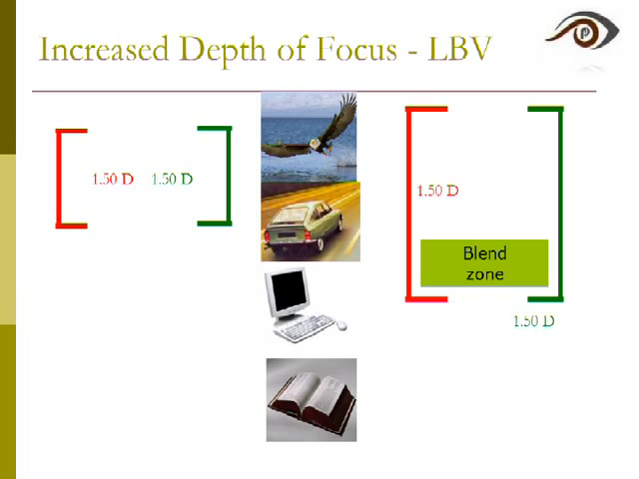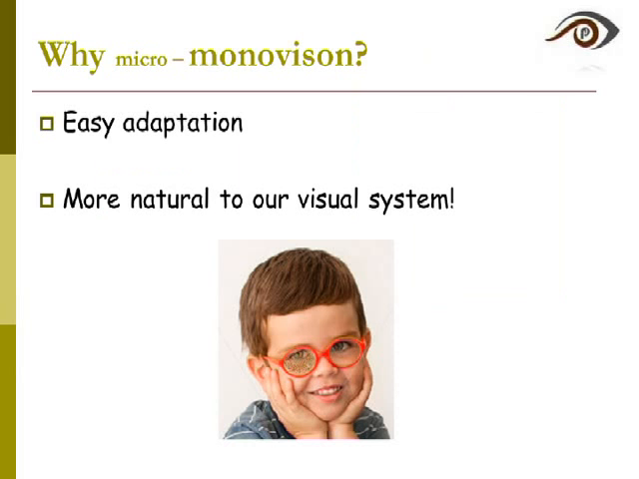And as I already said, there is something called a blend zone, where exactly the fusion of the dominant and the non-dominant eye occurs, and the patient will maintain binocular vision. So why do we choose this micro monovision? As you all know, it is very easy to adapt. You might have seen in some squint patients, the brain has a special property to suppress the blur from one eye.